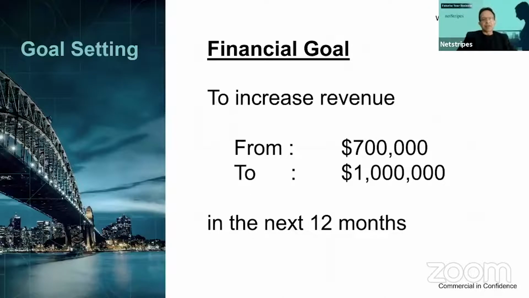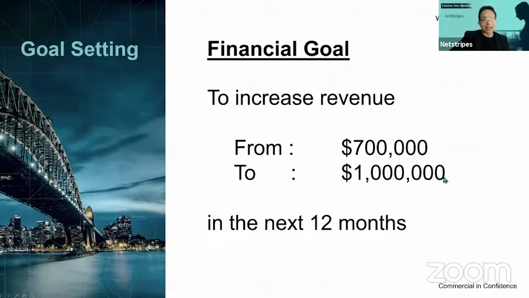So we really have to think of what's your financial goal that you want to achieve in the next 12 months. Typically, you will say, I'm at this level of revenue. In this example I've used, this particular business, and this is a fictitious business, is at $700,000. And they want to go to $1 million.